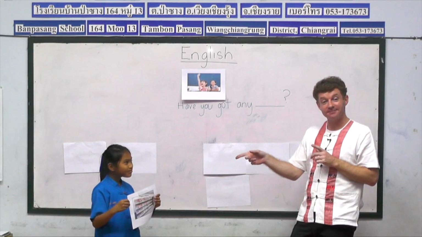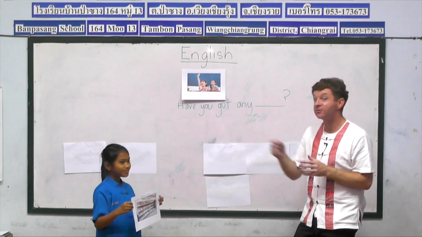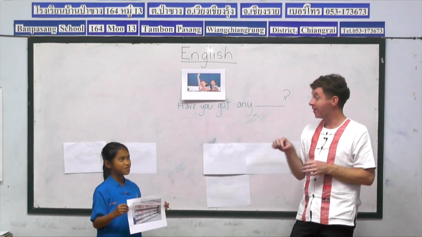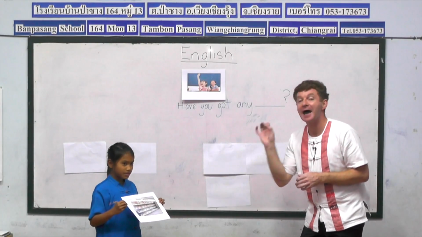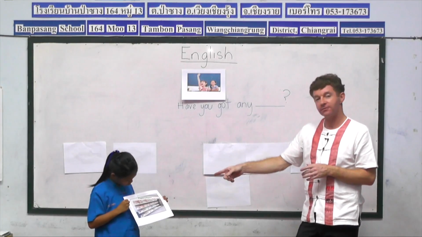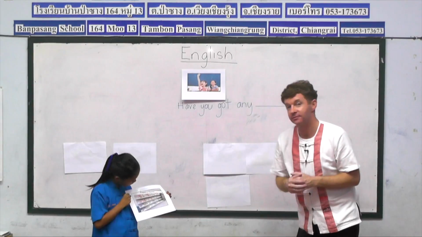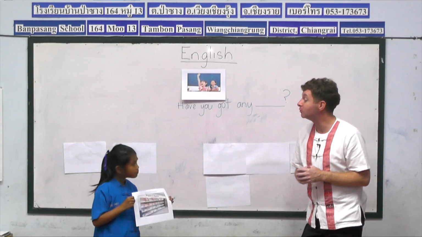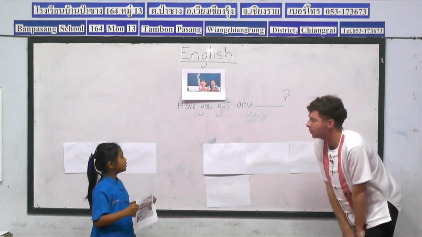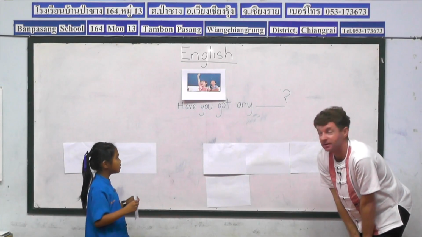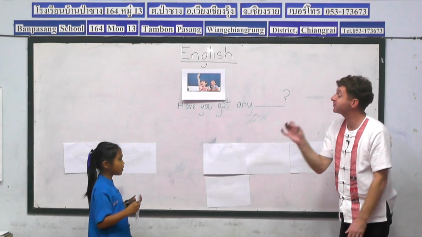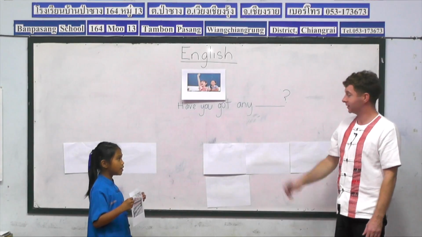Is that milk? Yeah. No. So what do we say when it's none? No. We don't have any milk, but we have some newspapers. Excellent, Pak Bung. So one more time, Pak Bung, have you got any milk? We haven't got any milk.